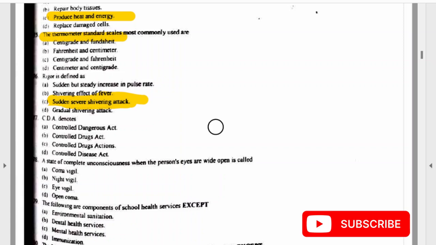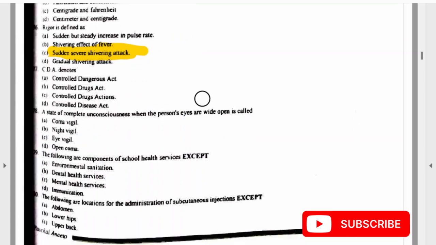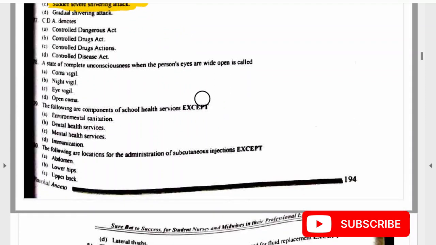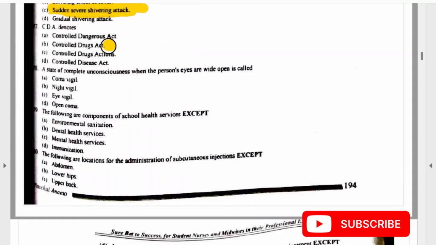All right, let me just give you an alternative definition. It's actually, as I said, an intense shivering attack, and it often precedes a rapid rise in temperature, and it's associated with a severe infection. So for patients with sepsis, this is very common. So what does CDA mean? Of course, Controlled Drugs Act. Don't need to explain this.